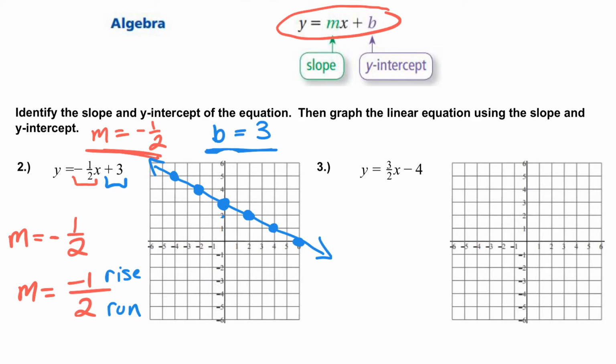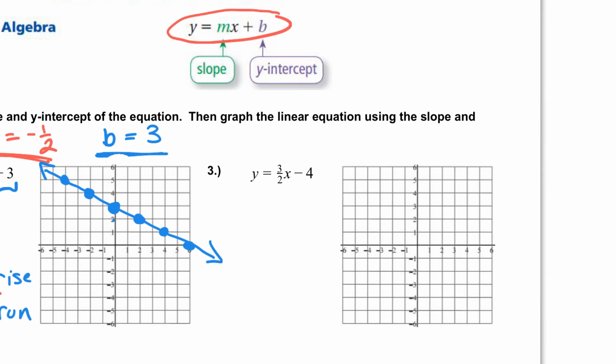Okay, let's scroll over here to number 3 and let's take a look at it. First step, identify the slope and the y-intercept. So our slope is the number that is attached to x. So our slope m is equal to 3/2, and our y-intercept b is equal to negative 4. That negative sign goes with the 4. So b, or what we call the y-intercept, is equal to negative 4.